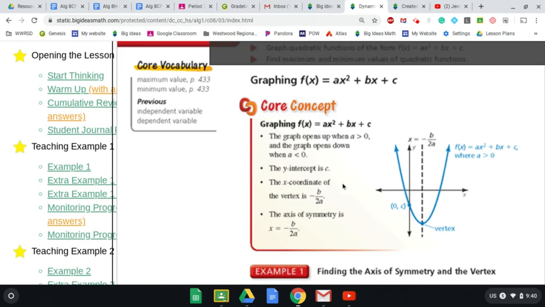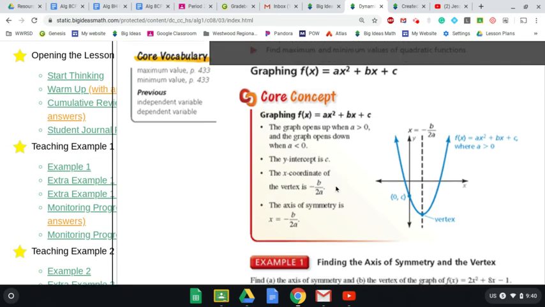Now this is important, the x-coordinate of the vertex. To find the x-coordinate of the vertex, we're going to use this formula. This formula to find that x-coordinate is the opposite of b over 2a. So the b and the a come from our equation. The b is the coefficient in front of the x term, and the a is the coefficient in front of the x squared term. So we're going to take those numbers and plug them into this formula, and that's going to give us the x-coordinate of the vertex.